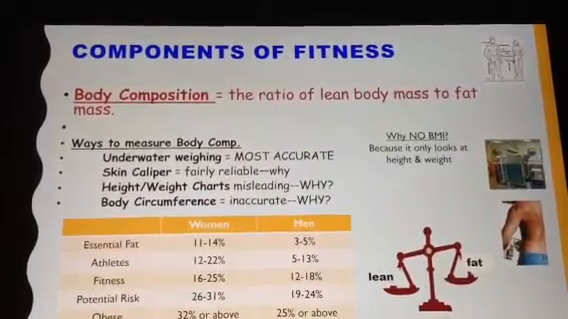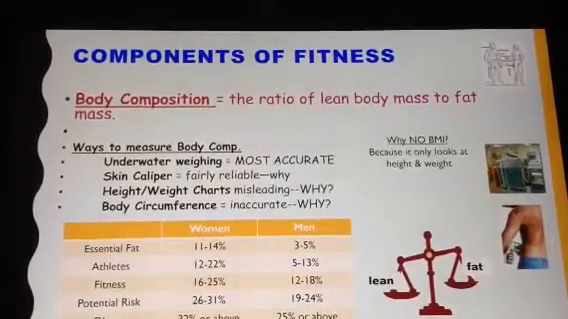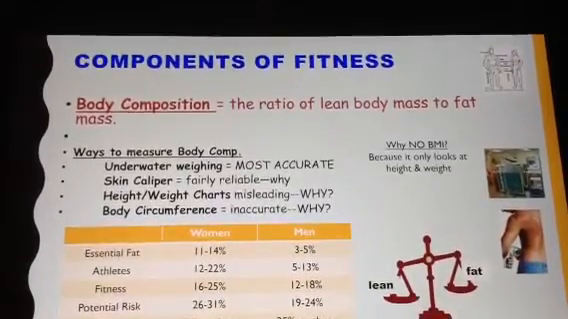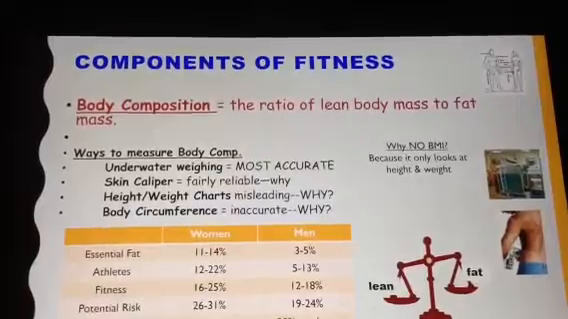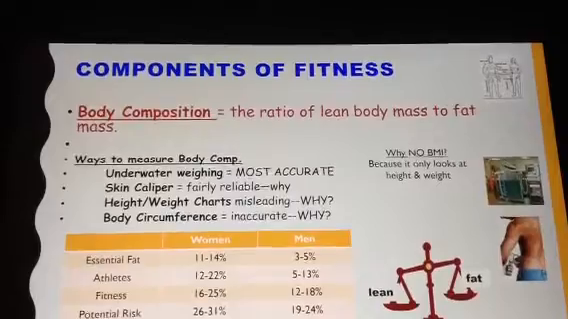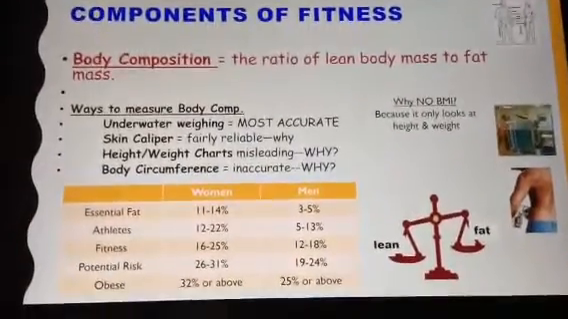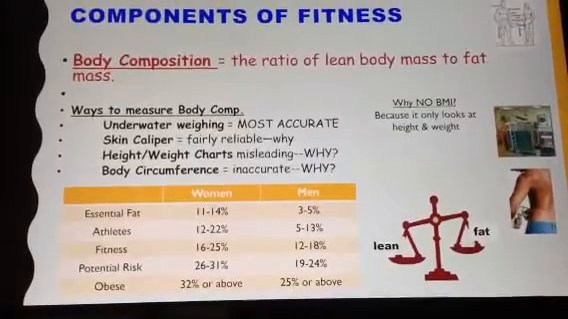Body composition is the ratio of lean body mass to fat mass. We use height, weight, and body fat calipers to determine our body composition. We do not use BMI because BMI only looks at height and weight. It does not consider your body fat percentage or your muscle mass.